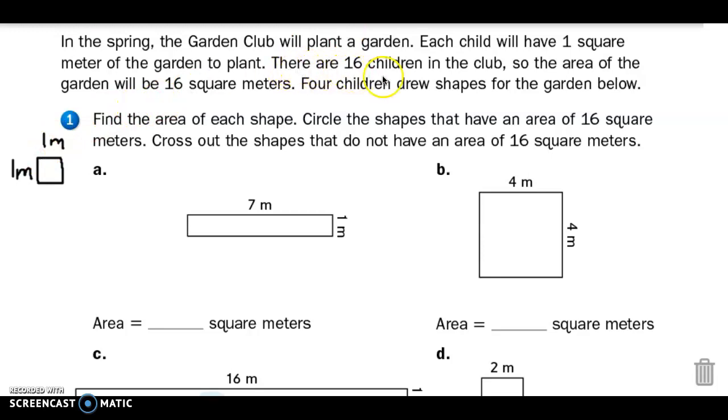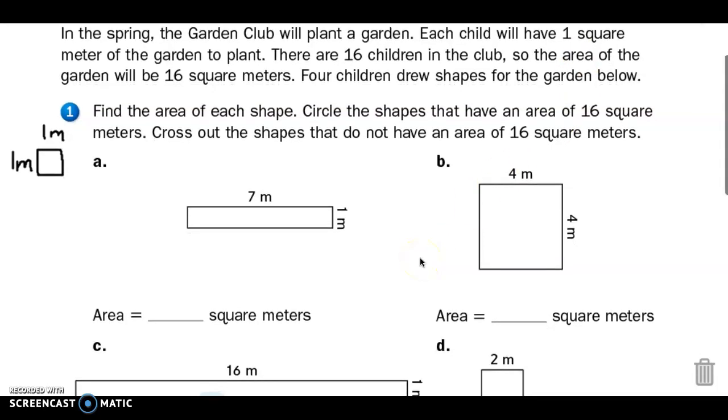Okay, there are 16 children in the club. So the area of the garden will be 16 square meters. 4 children drew shapes for the garden below. Okay, so what do we know? We know there's 16 children total, so we need 16 square meters because each of them gets 1 square meter. So if there's 16 children and each gets 1 meter, we need our garden to be 16 square meters.